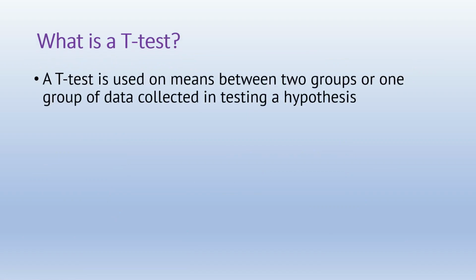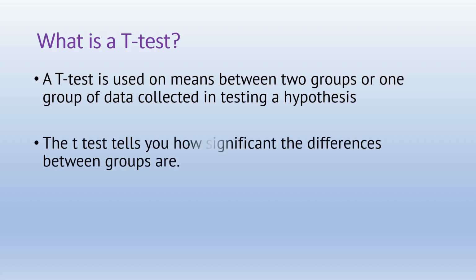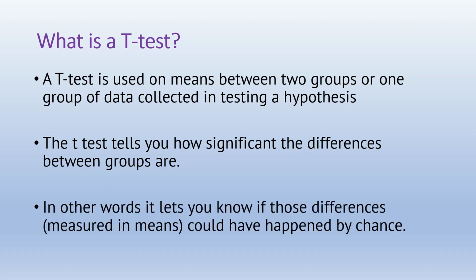So we begin with, what is a T-test? This is a test that is used on means between two groups or one group of individuals in testing a hypothesis. A T-test tells you how significant the differences between groups are. In other words, it lets you know if these differences or the measured means could have happened by chance.